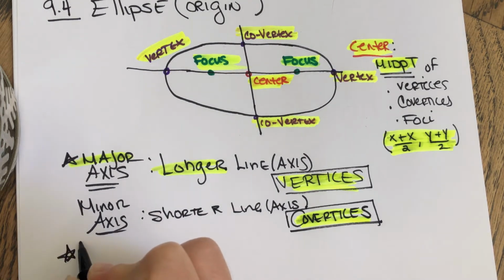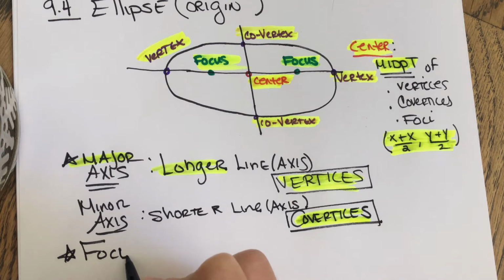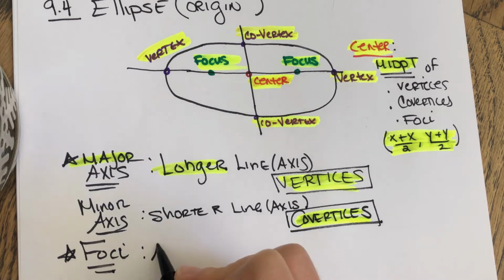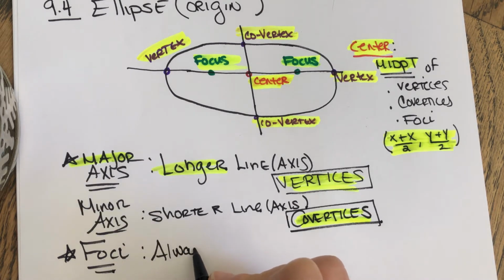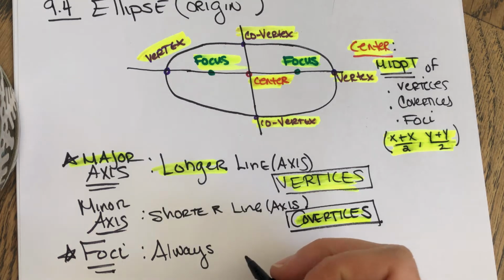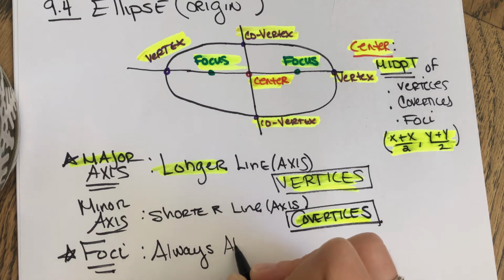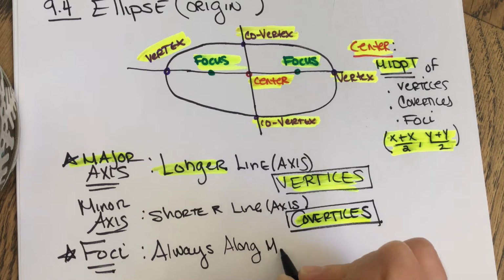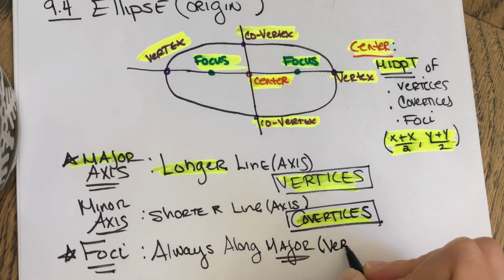Now, star, your focus, or foci, because it's plural, is always along where? The major, so it's always along with the vertices. Along major, so that means it's always with the vertices.